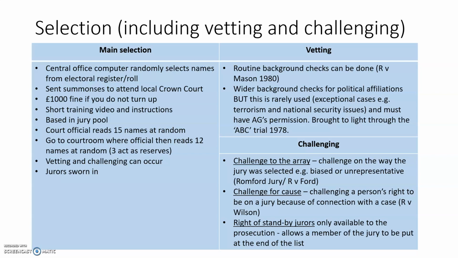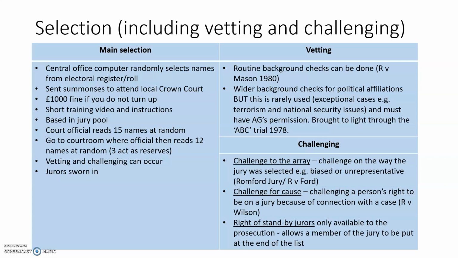The first challenge is challenge to the array. This is challenging the way the jury was selected, i.e. it was biased or it's unrepresentative. So we can see that in the Romford jury, where 2 of the jurors actually lived on the same street. So the barrister said this clearly isn't representative.